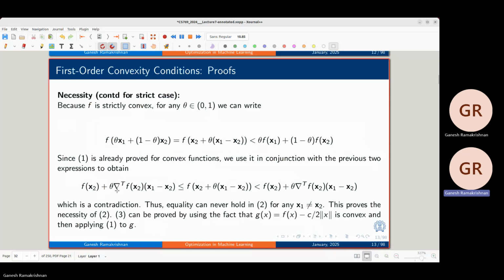So yeah, I will not go into the details here. You have to basically show that this will lead to a violation. So here's the violation: if we had equality for x1 not equal to x2, then you will have a violation of convexity itself. That's what we have shown. Okay. It is a violation of the first order definition of convexity, which we have already proved. Again, I'm not going to spend time doing this. You can read it up.